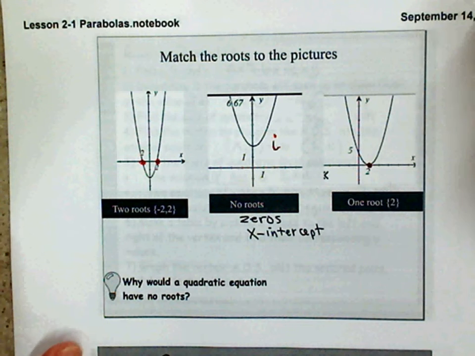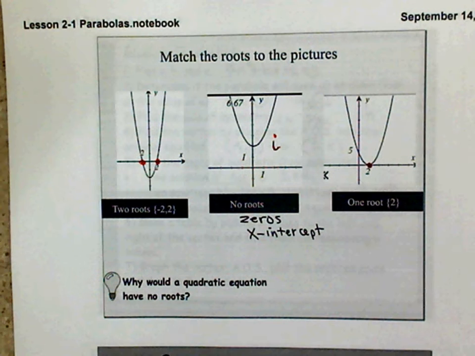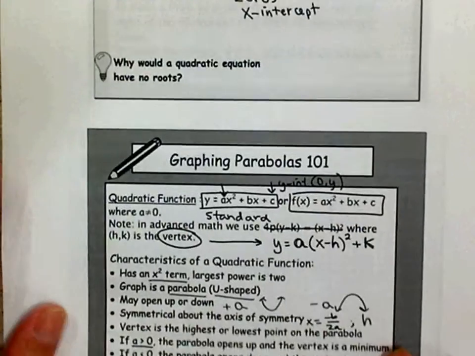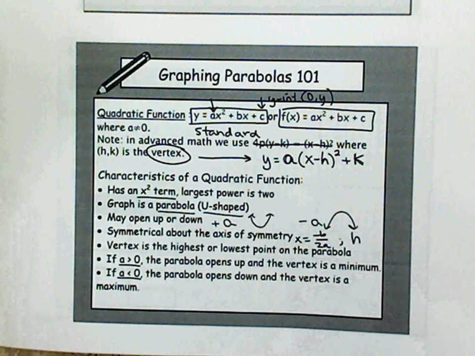Okay? Why would a quadratic equation have no root? Because it never crosses the x-axis. There's not a solution for it. All right. Next part, we're going to talk about some characteristics, okay? But before we start on characteristics, here are some things I want to talk about first.